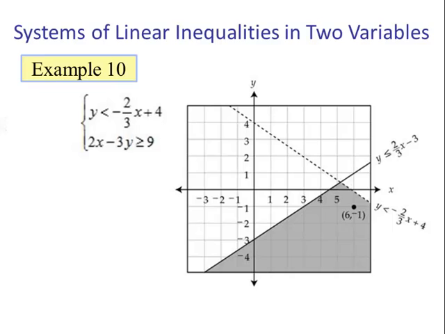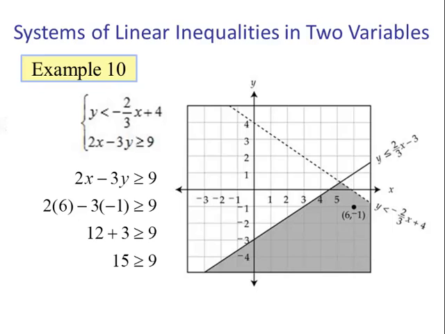That is true. For the second inequality, we have 2 times 6 minus 3 times -1. Is that greater than or equal to 9? 2 times 6 is 12, minus 3 times -1 becomes minus a -3, which becomes +3, and we have 15 is greater than or equal to 9. This is a true statement. We have verified the solution.